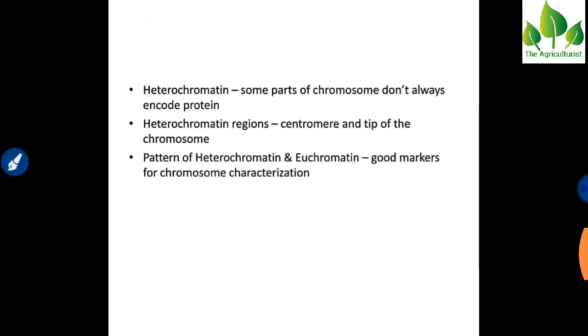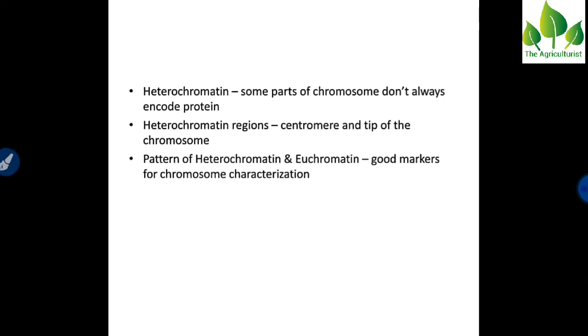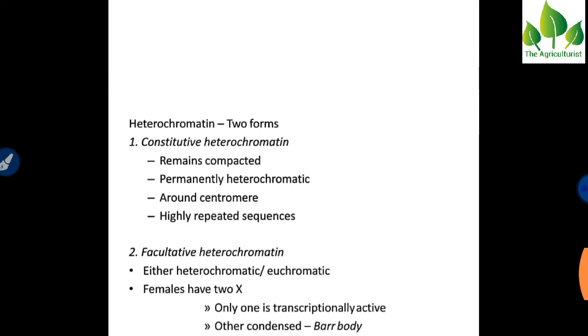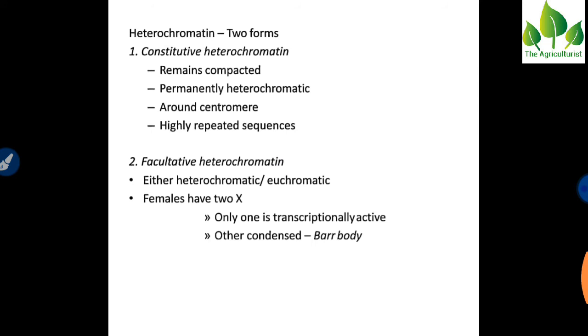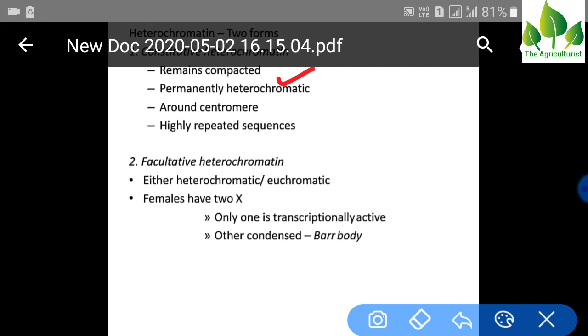Next, heterochromatin: some parts of chromosome don't always encode protein. Heterochromatin regions are the centromere and tip of the chromosome, and heterochromatin can be used as a good marker for characterization of chromosome, right? Now there are two types of heterochromatin. One is constitutive heterochromatin, which remains permanently compacted, heterochromatic around the centromere, and highly repetitive sequences are found here. Understand? Next one is facultative. Keep this in your mind.